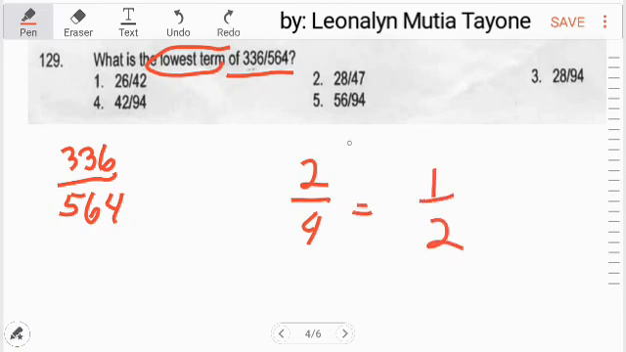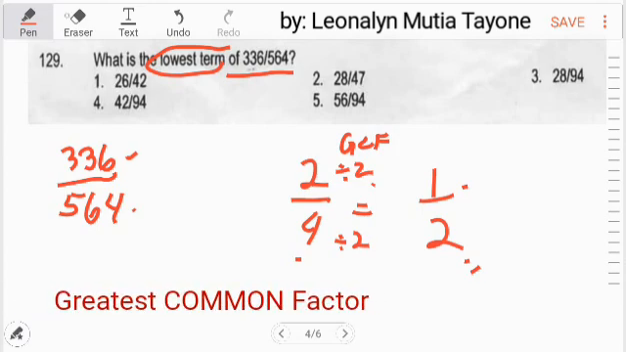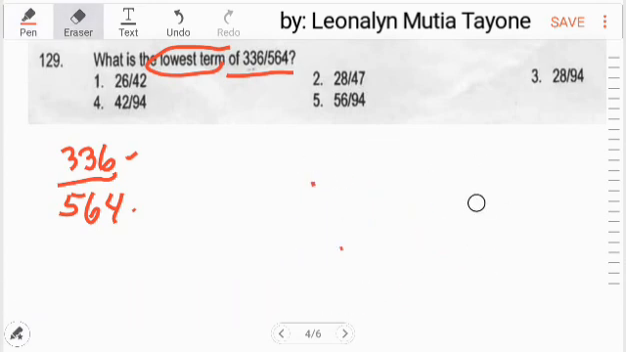Paano? Ang greatest common factor nito, greatest common factor ay 2. Bali, i-divide natin ng 2, itong numerator at saka denominator para ma-list natin siya. So, 2 divided by 2 equals 1. 4 divided by 2 equals 2. Ngayon, ang problema, malaki ang mga numbers dito, 336 at saka 564. Paano kung hindi mo alam ang greatest factor nito? Kasi masyadong malaki yung number. Unless na lang kung talagang alam mo agad-agad yung greatest common factor nila.